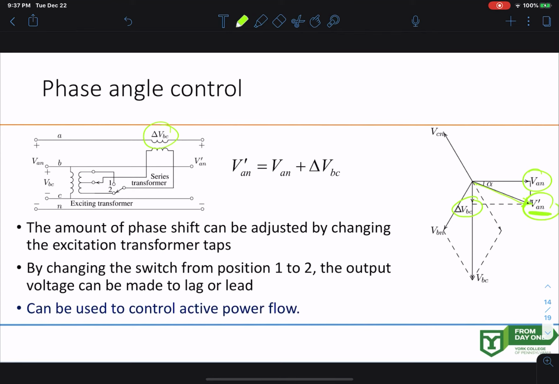Now these two vectors' addition will give you this voltage over here. This voltage is of a different magnitude, and also has a different angle now. It's not zero angle anymore. So this one will have the new magnitude and angle. So the phase angle control changes magnitude as well as angle. That means when angle changes, you can change the real power flow, and magnitude can change the reactive power flow. So with phase angle control, you can change both reactive power and real power flow.